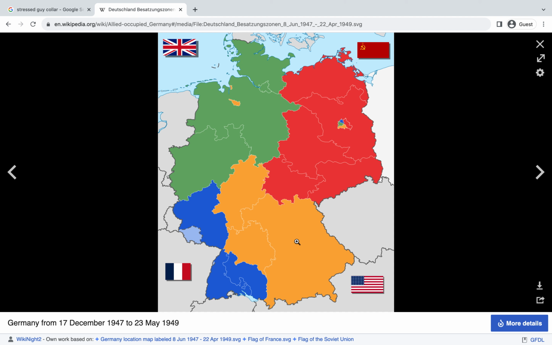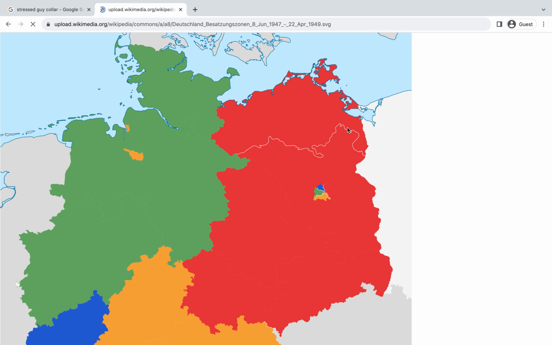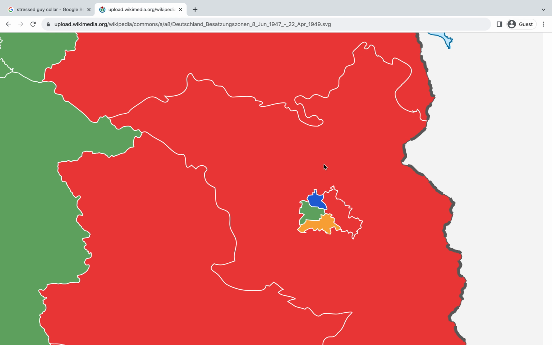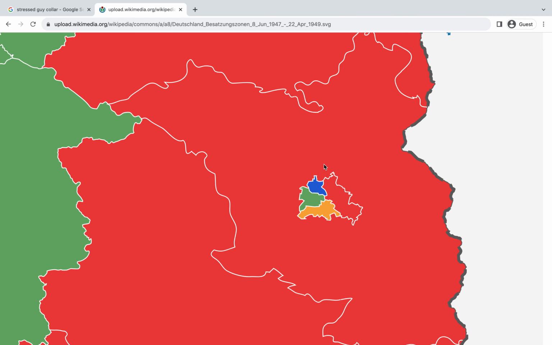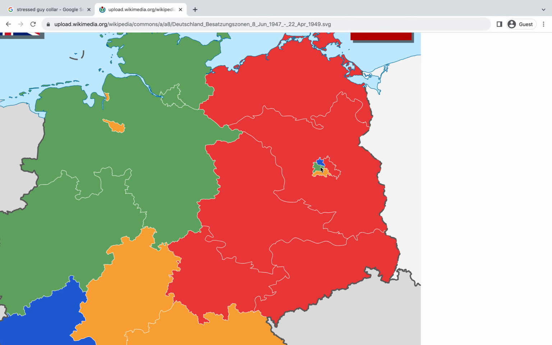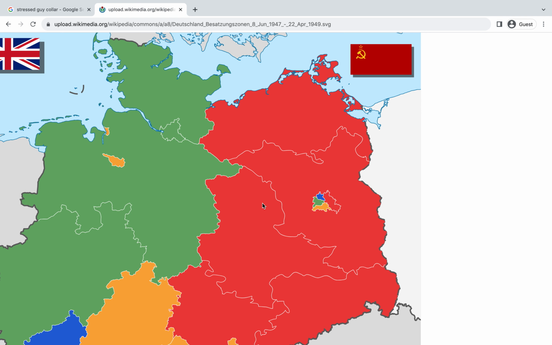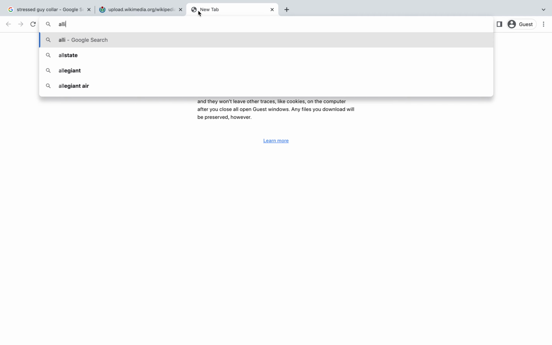And then, for some reason, and I cannot tell you why, if you look over here, we have a place deep in the heart of the Soviet-held territory. We have Berlin. Berlin is the capital of Germany. It's a really important city. It's the biggest city in the country. They divided that up too. So let's take a look real quick.